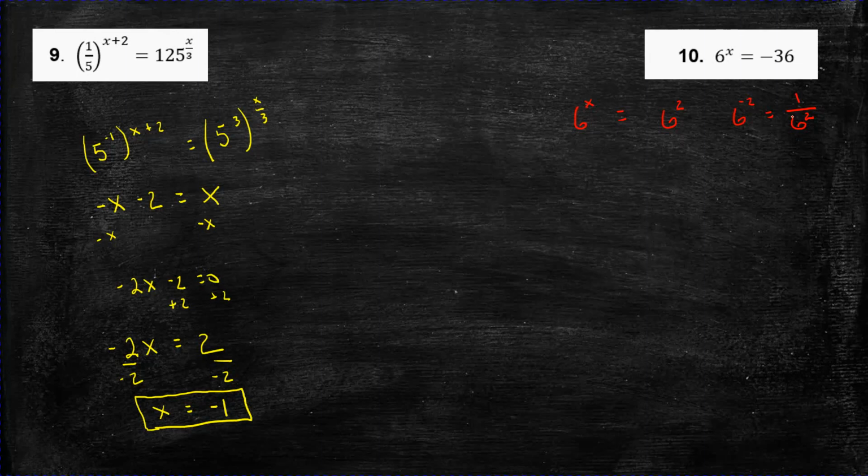So there really is no power that I could raise 6 to, to make it equal negative 36. There is no solution. So just write it out: no solution. And you're going to see that if you've got your base over here equaling some value that's negative, you can't make it. It doesn't work.